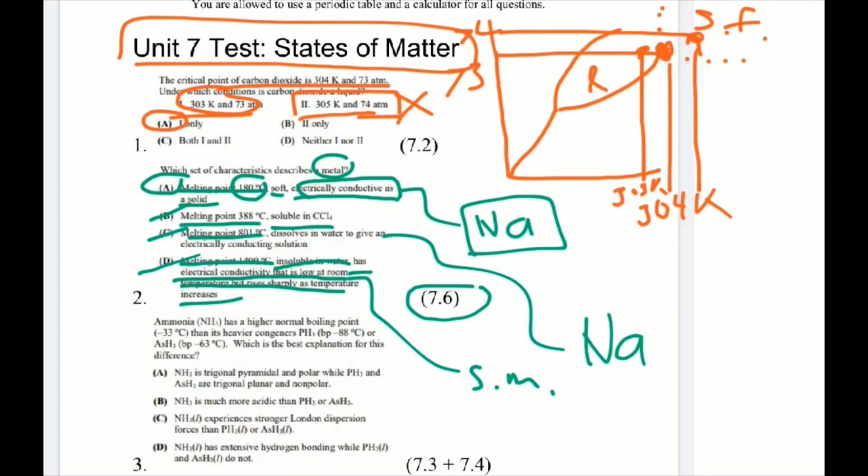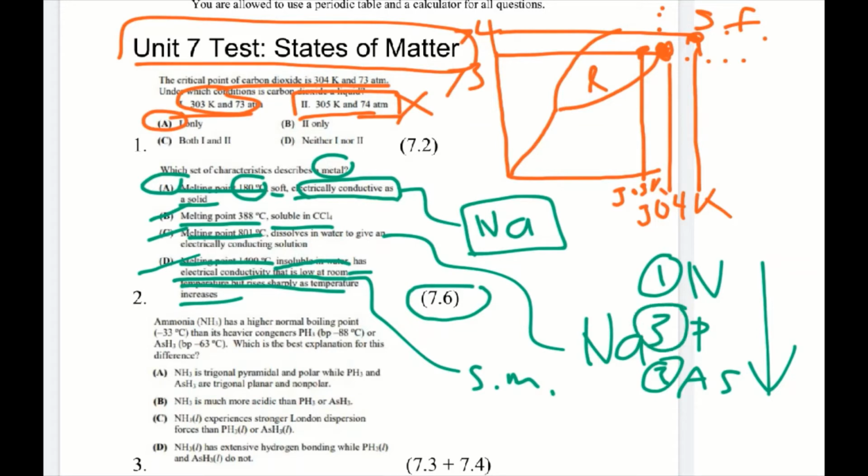Ammonia, NH3, has a higher normal boiling point, negative 33 degrees Celsius, than its heavier congeners, PH3, boiling point negative 88 degrees Celsius, or AsH3, boiling point negative 63 degrees Celsius. Which is the best explanation for this difference? So as you notice, N, P, and As are directly below each other on the periodic table. So it says that this has the highest boiling point, this has the second, and this is last place with the lowest boiling point. So what might be responsible for this interesting trend?